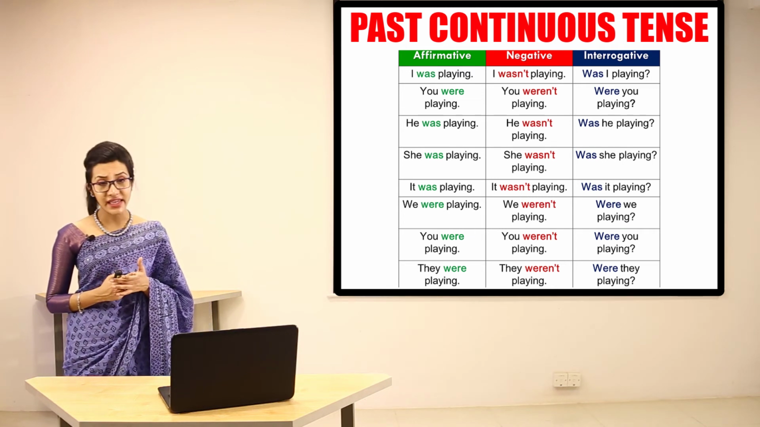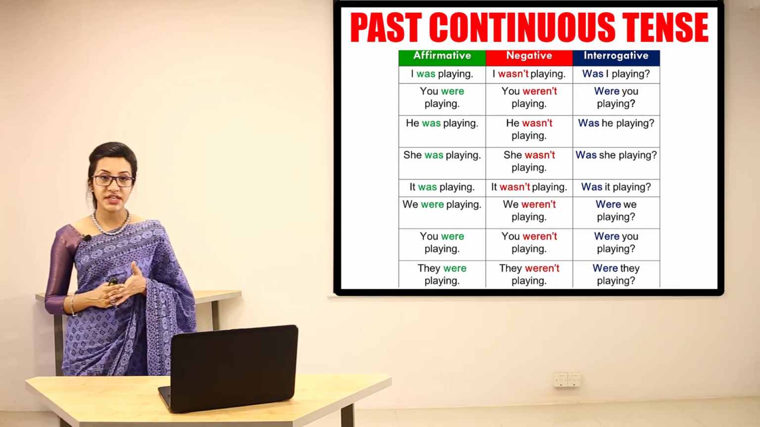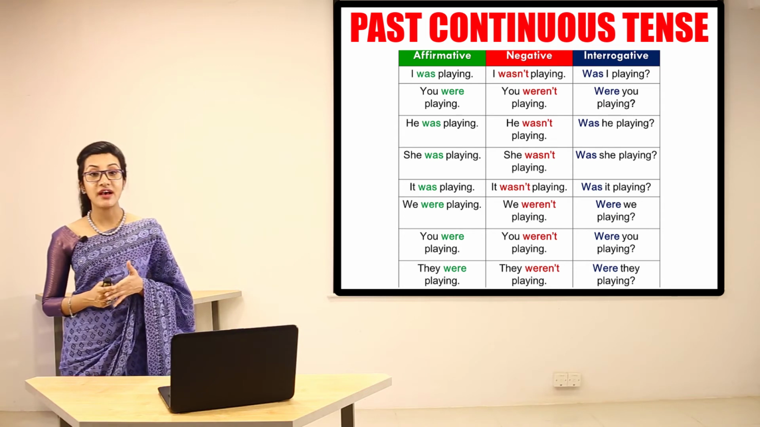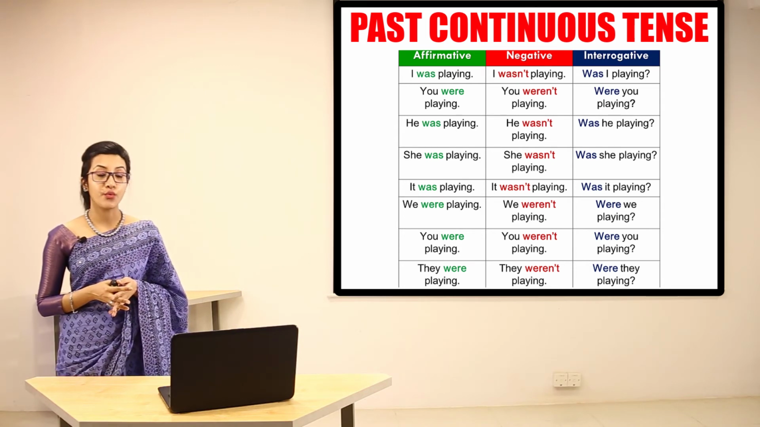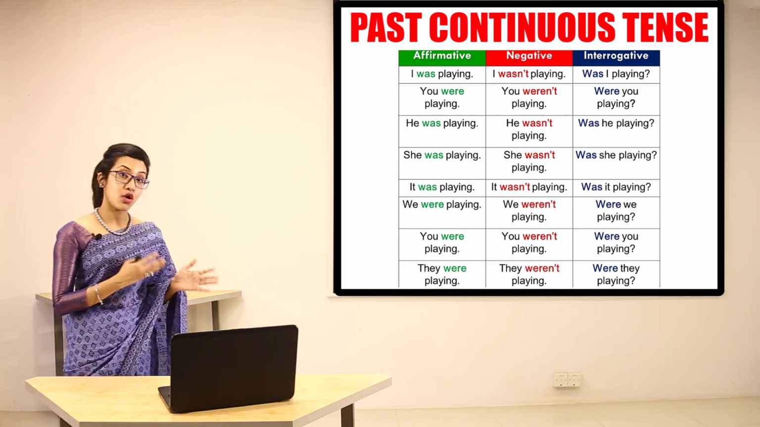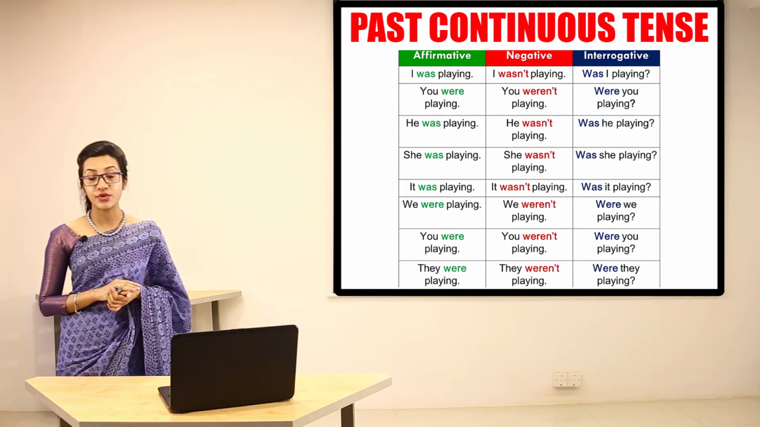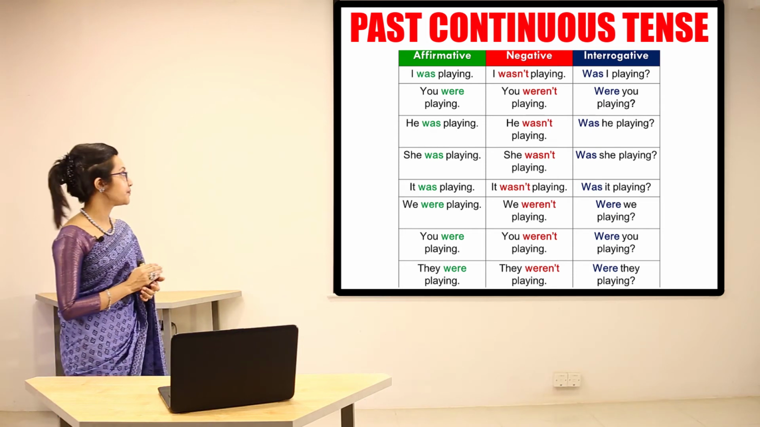In case of I, he, she and it, we have used was. In all other cases, we have used were. And yes, since it is in continuous form, do not forget to use verb plus ing.